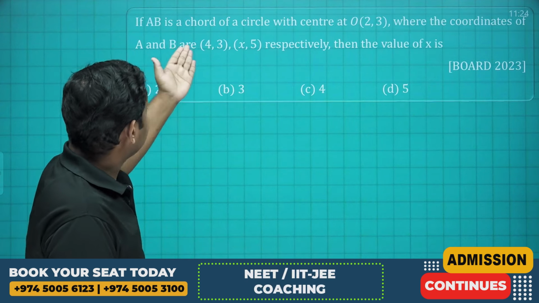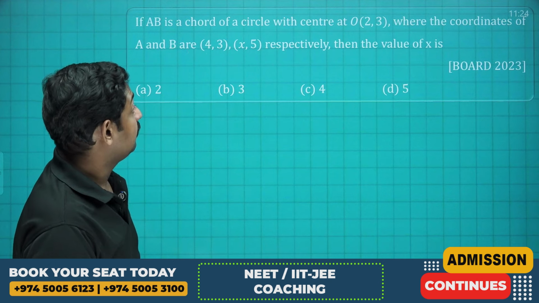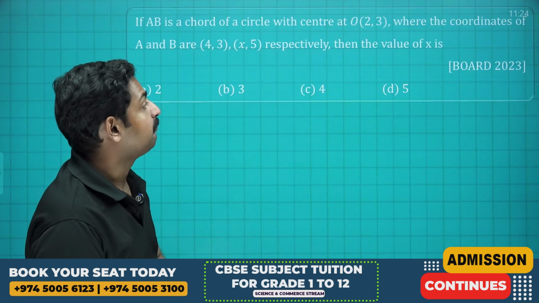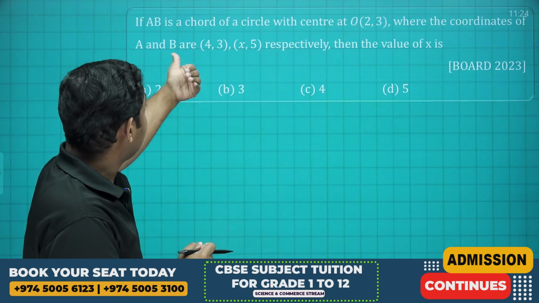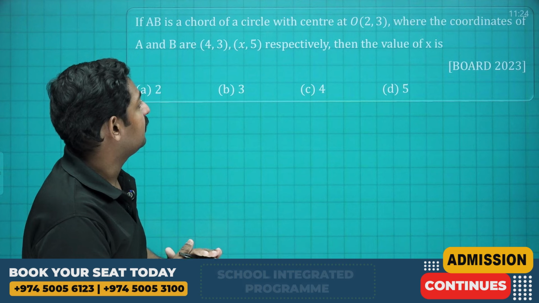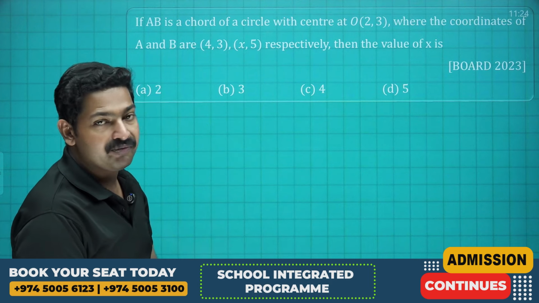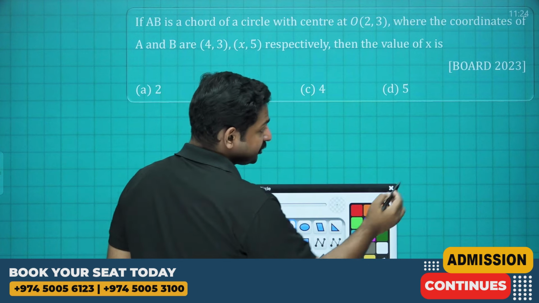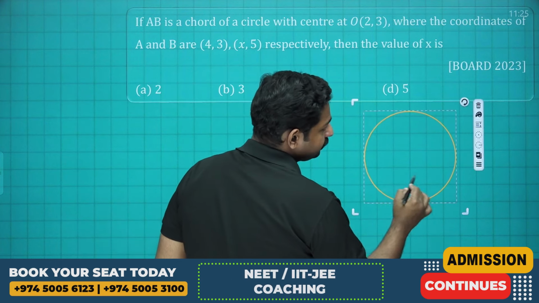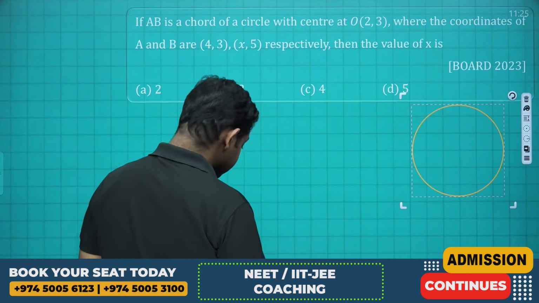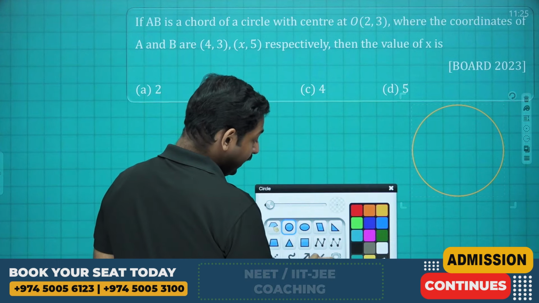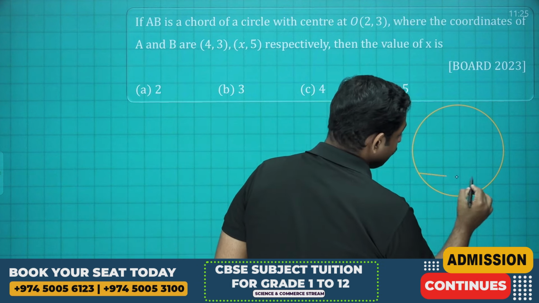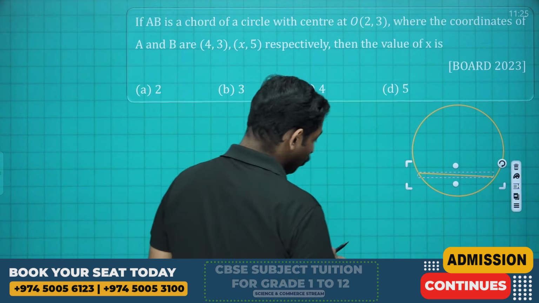Now, if AB is a chord of a circle with the center O 2, 3, where the coordinates of A and B are given respectively, we need to find out the value of x. Okay, so we can just draw a rough figure. So this is a circle. And I am representing the chord. A chord AB is given. Correct? So I am just drawing the chord. Suppose this is the chord AB.